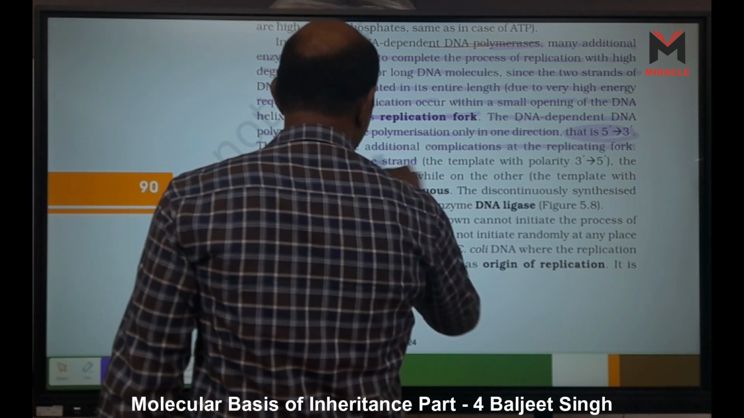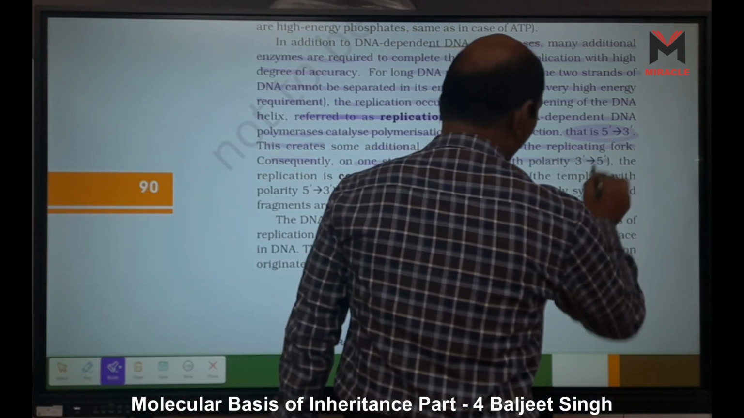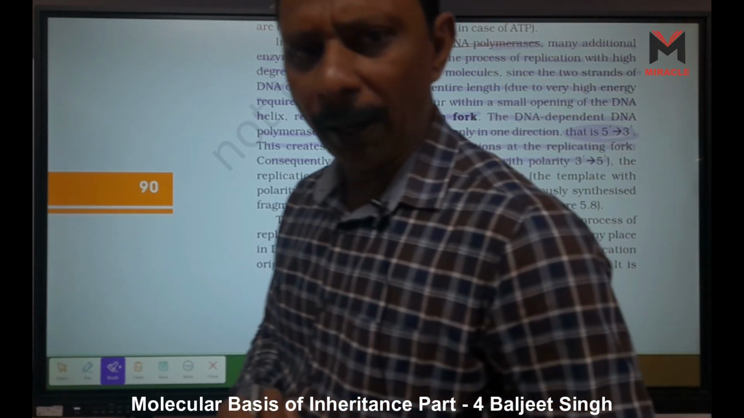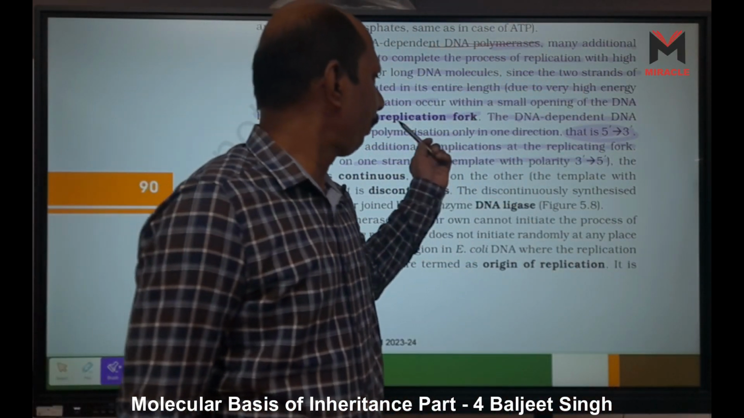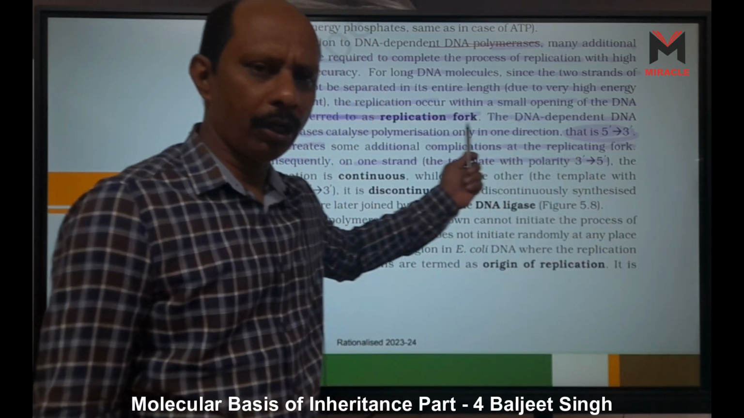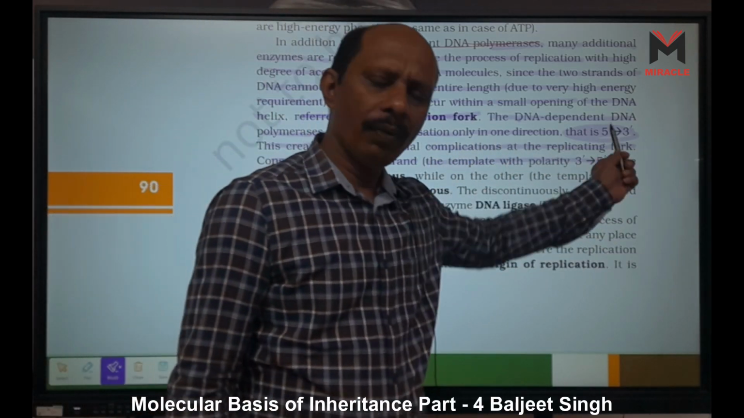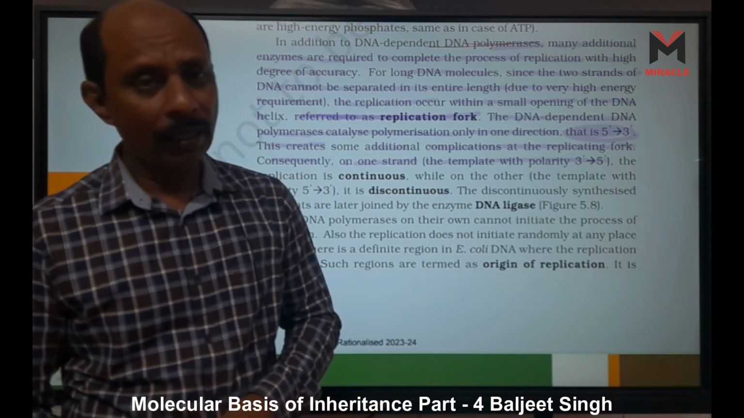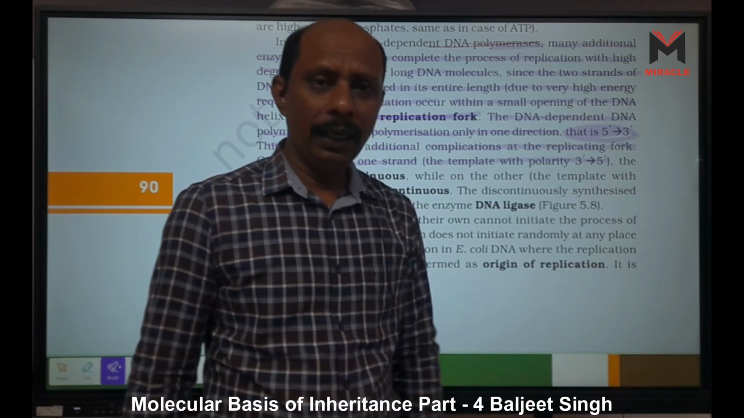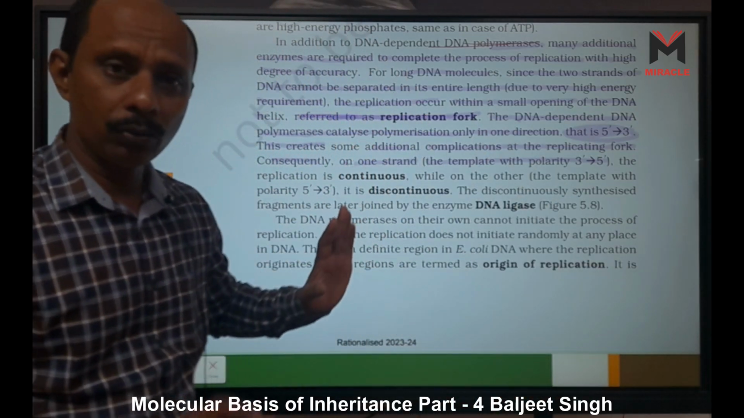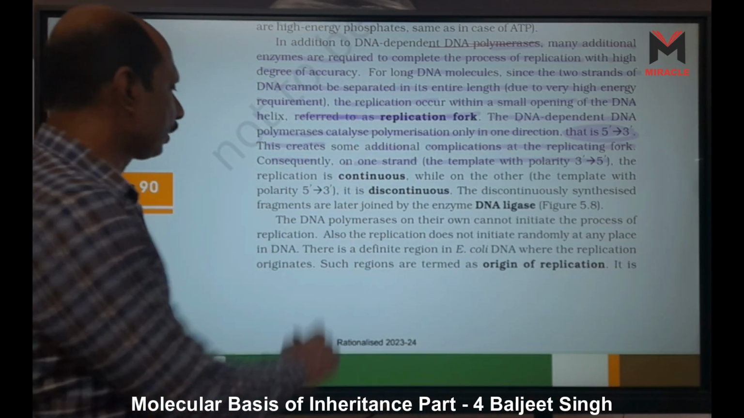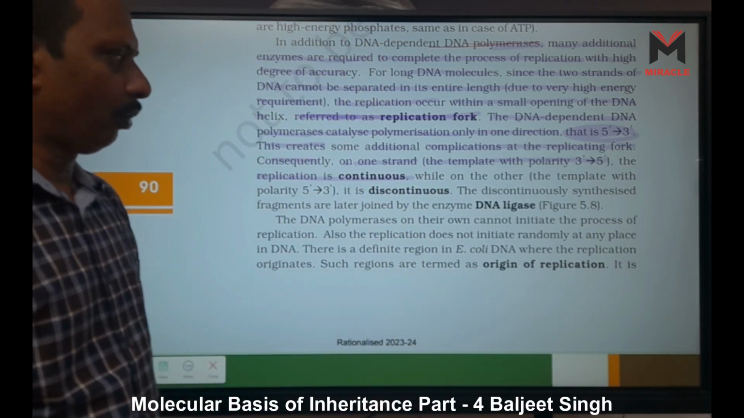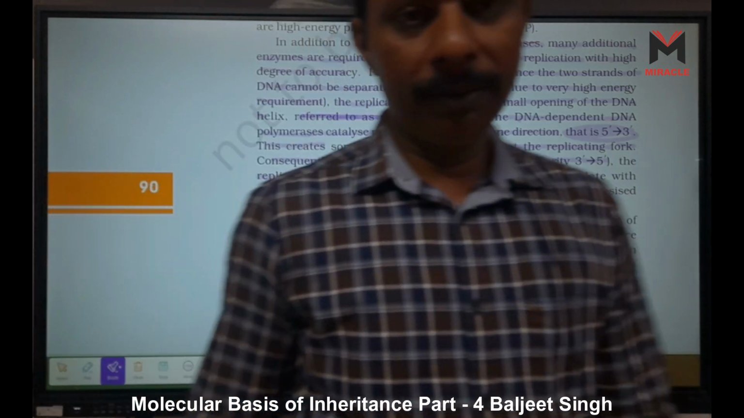Consequently, on one strand, the template with the polarity of 3' to 5', because we know both strands of DNA are anti-parallel, right? And the DNA dependent DNA polymerase enzyme acts only in one direction, the 5' to 3' direction. So then what happens? One complication occurs. On the 3' to 5' template, a continuous strand is formed. No problem is there. And this continuous strand is called the leading strand. What is it called? Leading strand, right?